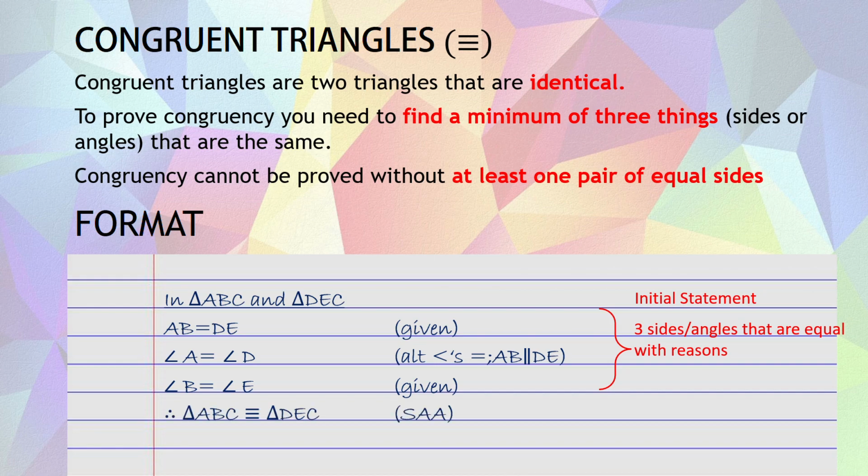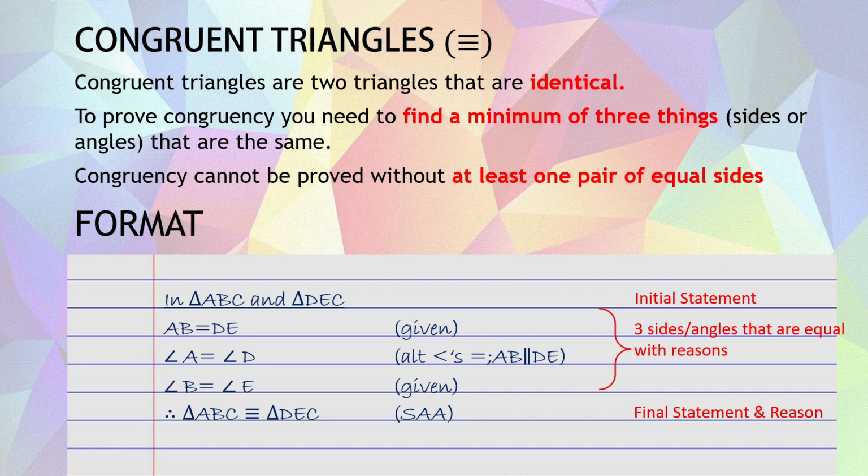So triangle ABC is congruent to DEC because of side, angle, angle: 1 pair of sides that are equal to each other and 2 pairs of angles that are equal to each other. Alright, you can take this down if you want, but we are going to do the format quite a lot, so you should get used to it.